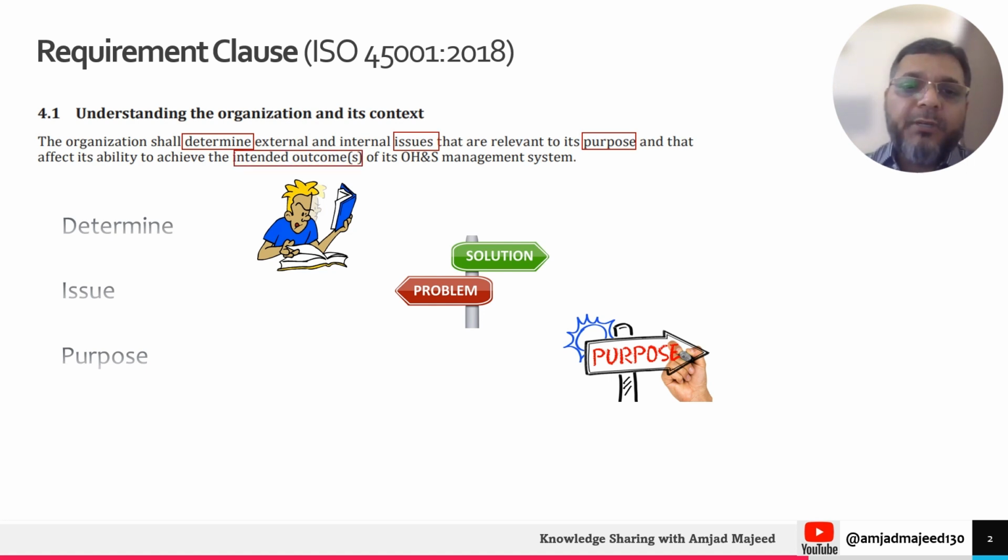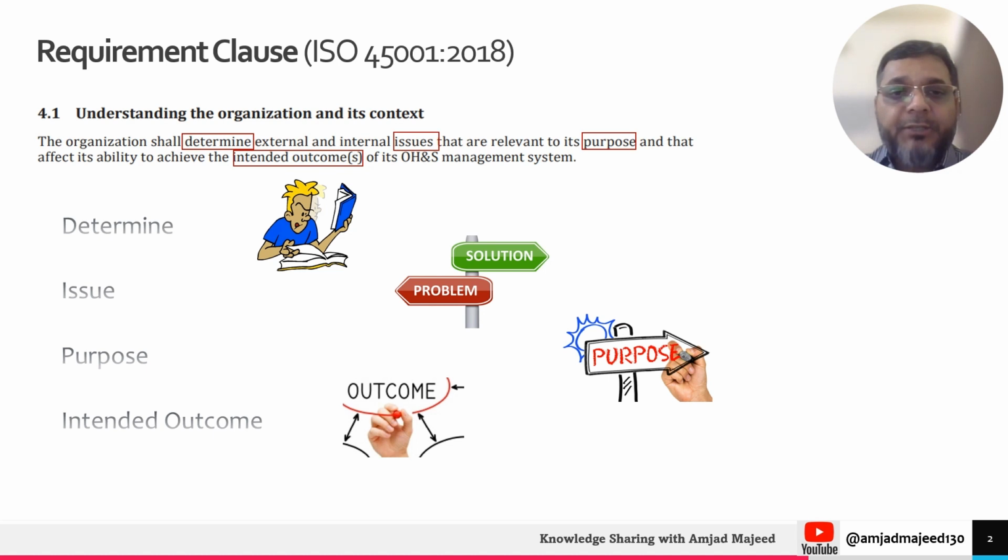Okay, the other word used in this clause is the intended outcome. Intended outcome means expected or desired results, isn't it? We are expecting something as an outcome of some activity. So same is here. The organization shall determine external and internal issues. Our organization has to identify what are its external issues and internal issues relevant to its occupational health and safety management system, that is ISO 45001. And those issues we identify have the ability to impact or influence the overall achievement which we are going to have.